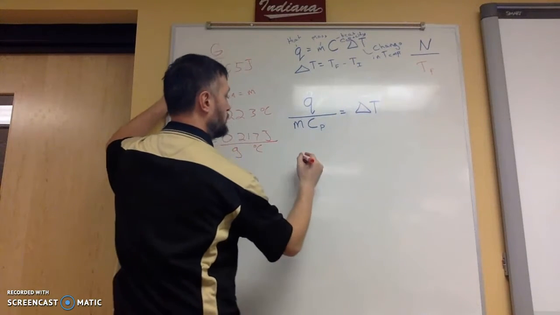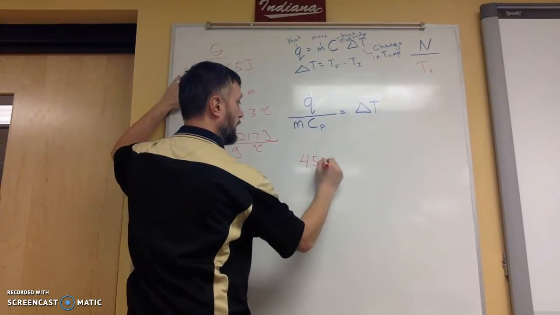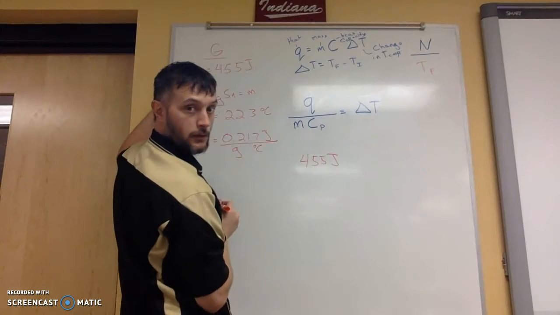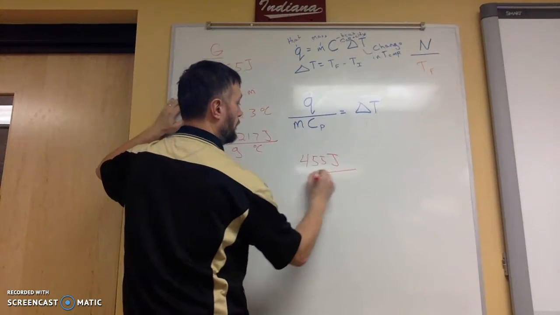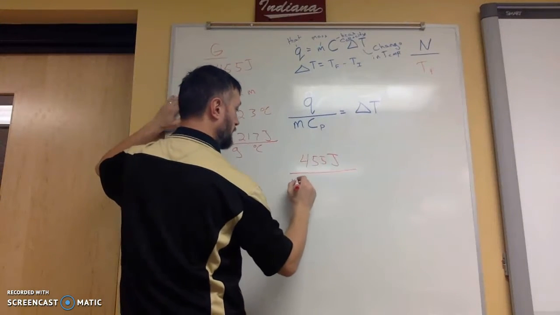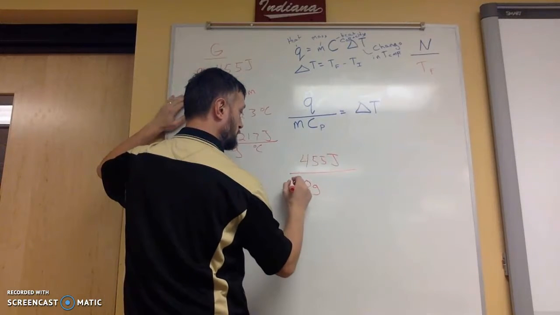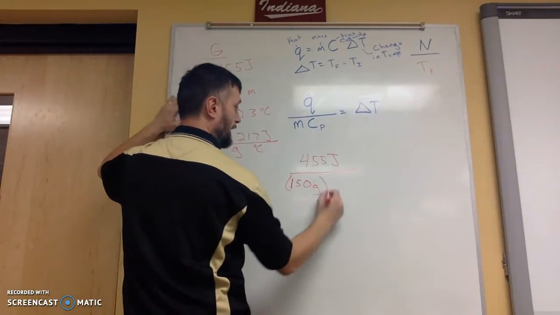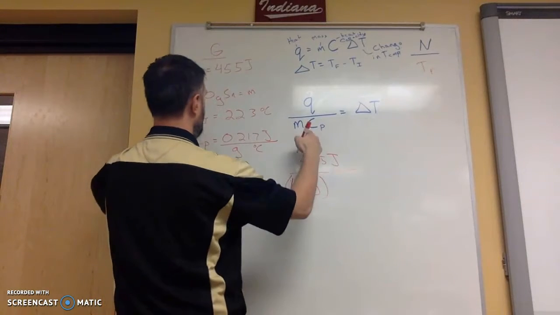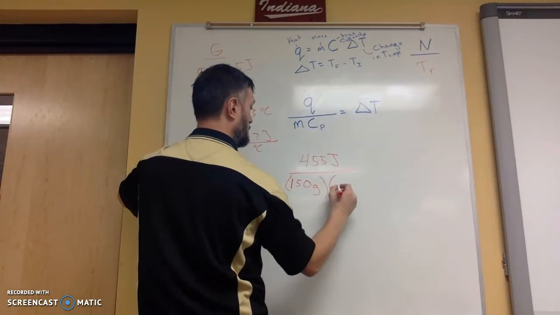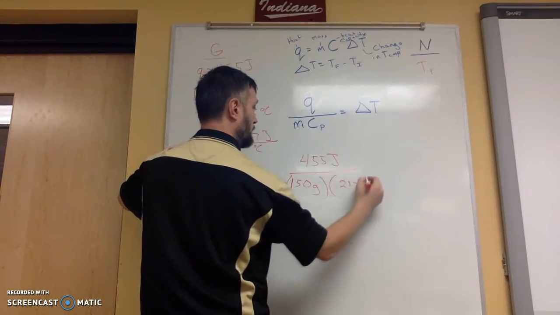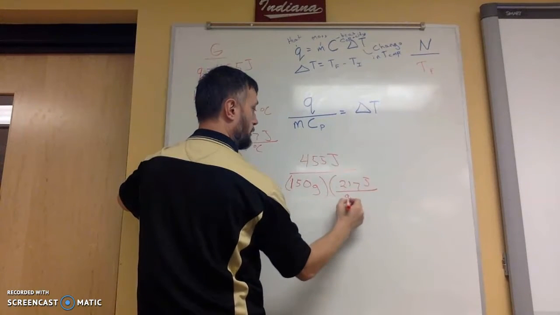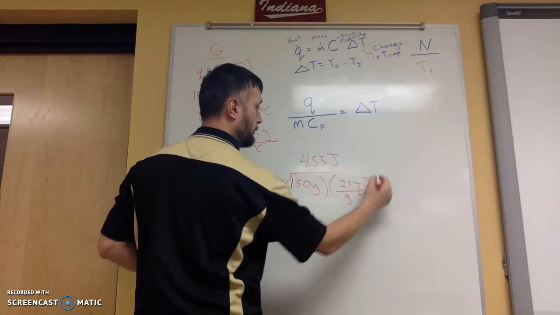So I've got the Q this time. I've got 455 joules. Good, you can read that. Over my mass, which was 150 grams. Just like last time, I'm not going to track my 10 through it because that's extra information. And then multiply by my specific heat. So that would be times 0.217 joules per gram degrees Celsius.